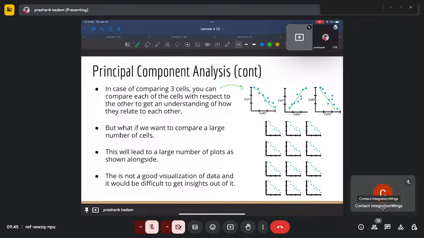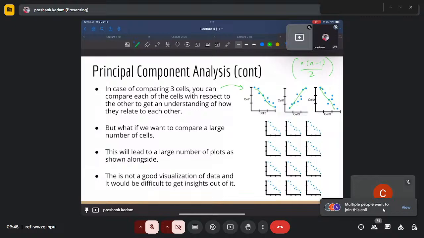But what if this number goes larger? What if we have 1,000 cells, right? We cannot make that many plots. If you have a high number of cells, essentially you are making 2D plots for each combination. So that will give you n into n minus 1 by 2 number of plots that you will need to plot, so these many distinct plots you will have, and then how will you analyze those plots? It's going to be a very complicated task to perform, right?